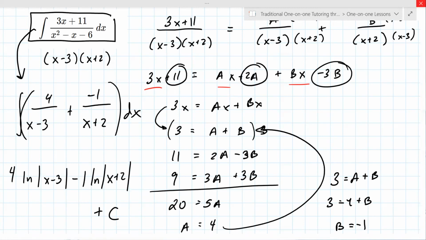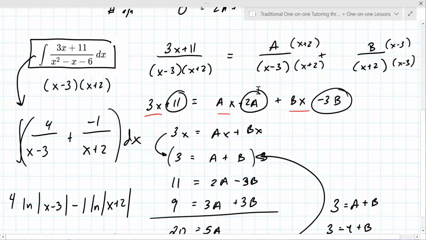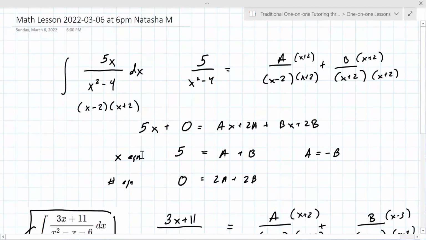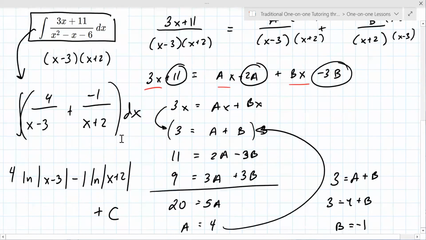And on your exam or quizzes, sometimes they just ask you to find a and b or set it up. They don't actually want you to integrate because it's fairly straightforward to do that. It's a lot simpler than it looked. And the reason this one didn't work is this one actually is a known integral, and that's why it didn't work out. It's an arctangent.